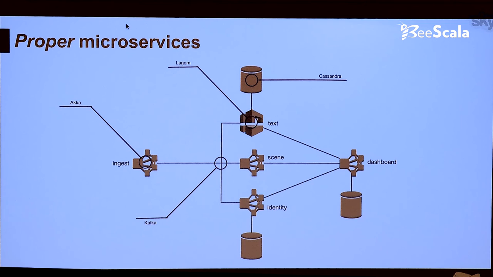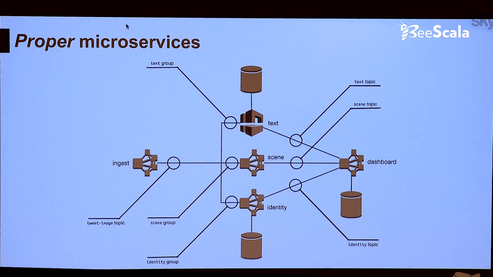So again, it's what you would have expected, right? We have a tweet image topic, which is where we put the images that were in the tweets. And then we have three consumer groups. We have the text group, where we can have as many instances of the text microservice as we like.